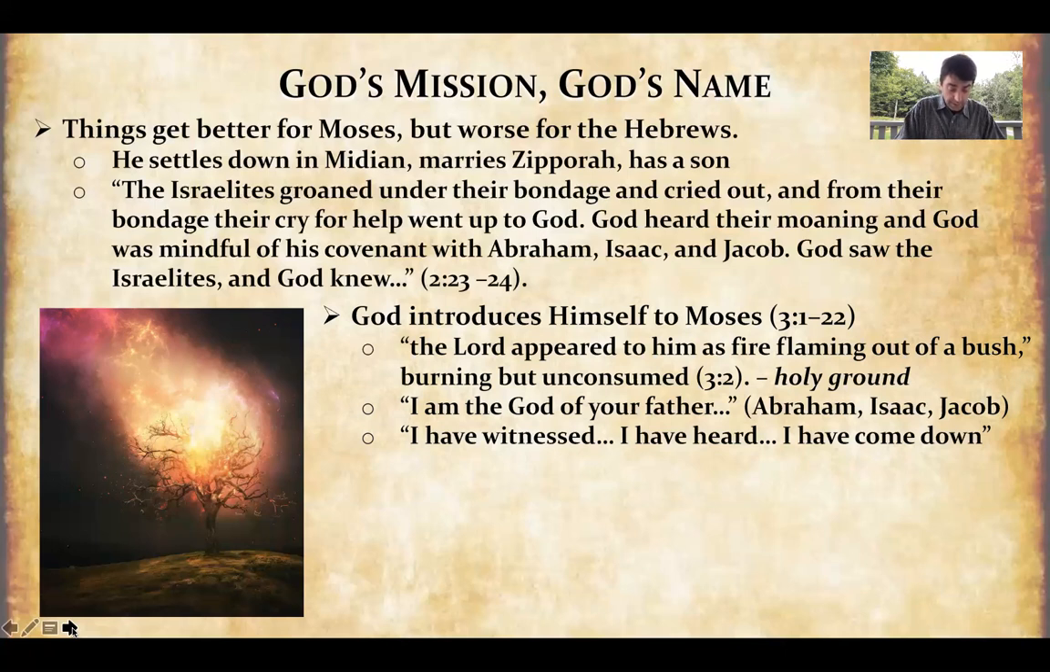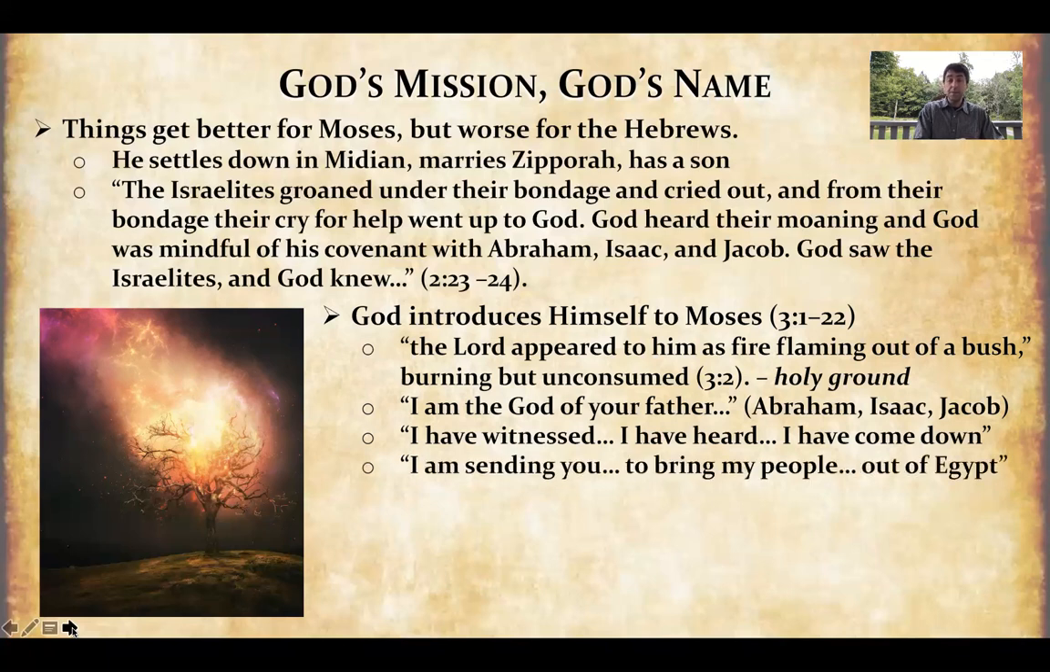"I have witnessed the affliction of my people in Egypt and have heard their cry. So I know well what they are suffering. Therefore I have come down to rescue them from the power of the Egyptians and lead them up from that land into a good and spacious land, the land flowing with milk and honey." So he says, "I've witnessed," so I've seen what they're going through, I've heard, I know what they're suffering, and I have come down. So I am going to do something about it. And he says, "I'm sending you, Moses, to bring my people out of Egypt."